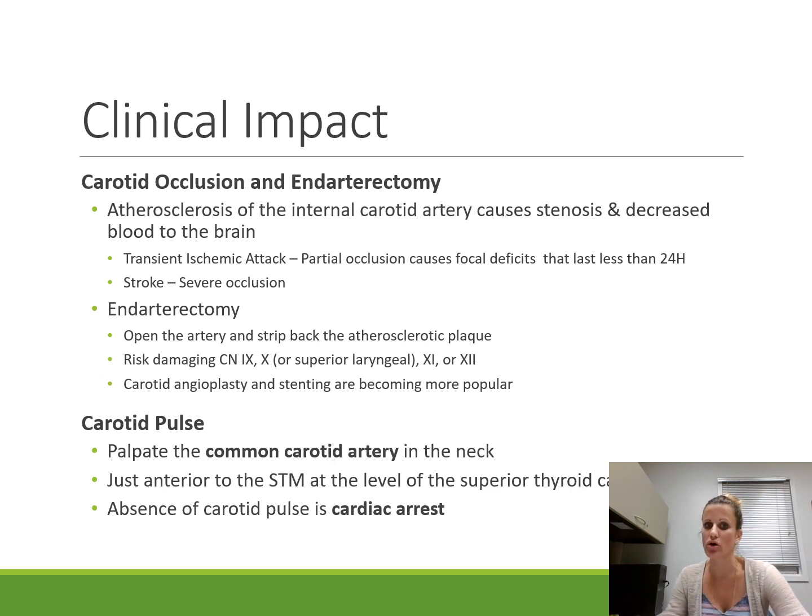Atherosclerosis of the internal carotid artery interferes with blood flow to the brain. Remember I said that the internal carotid artery goes up through the carotid canal and delivers blood to a large portion of the brain. So atherosclerosis here ends up causing stenosis, or narrowing of the artery, and it can decrease blood flow to the brain. The severity of the decrease in blood flow depends on the severity of the atherosclerosis, which, remember, gets progressively worse.